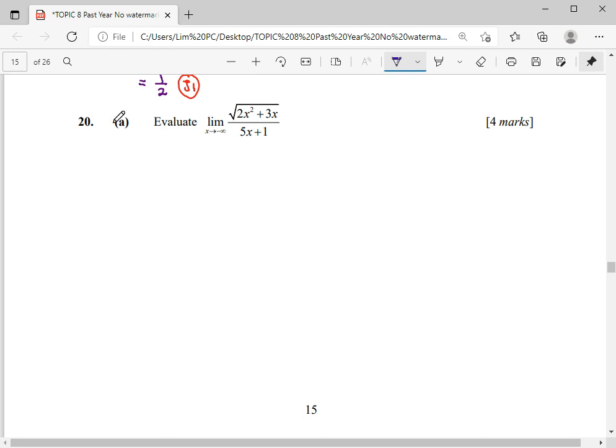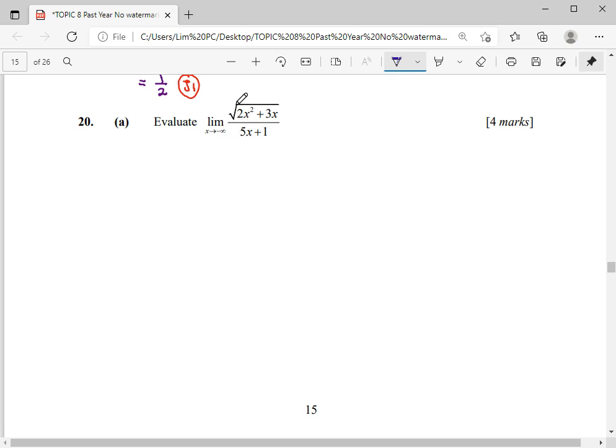For question 20a, they ask us to evaluate the limit at infinity. This is our concept at point 1. When we try to substituting infinity, we get infinity over infinity, an indeterminate form (IDF). How do we simplify this IDF? When we have an IDF involving a limit at infinity, we divide by the highest power.